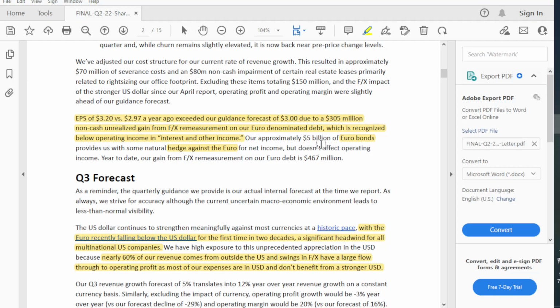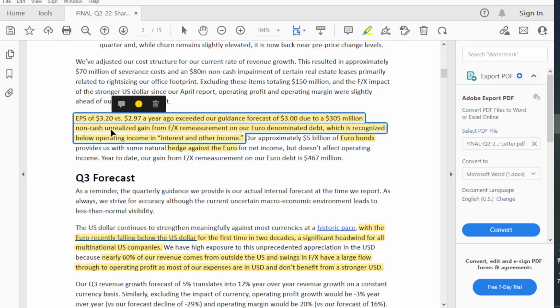So basically, they're saying that they had a hedge against the euro, and they had this unrealized gain of 305 million, which actually increased the earnings per share by 20 cents. Is essentially what that is saying.